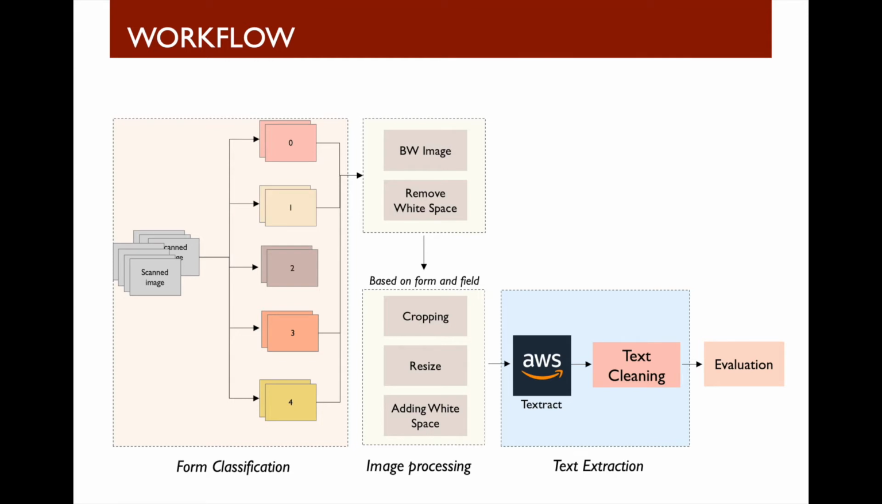Now for the workflow, we have divided it into 4 different parts, starting from form classification, which returns the form type. Based on that, the form type is passed as an input to the image processing task, which helps to process each form type differently based on different image processing tasks. Later, that processed image is passed to the text extraction block, which involves using the AWS API to extract text and then cleaning the text, and finally we evaluate our result based on a custom evaluation.